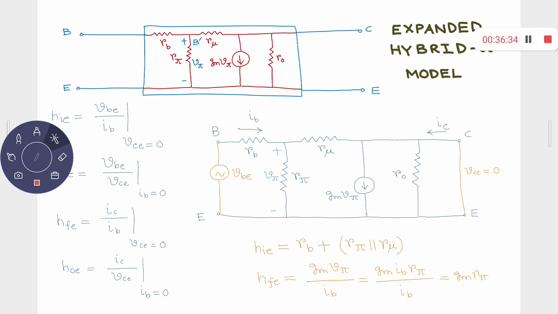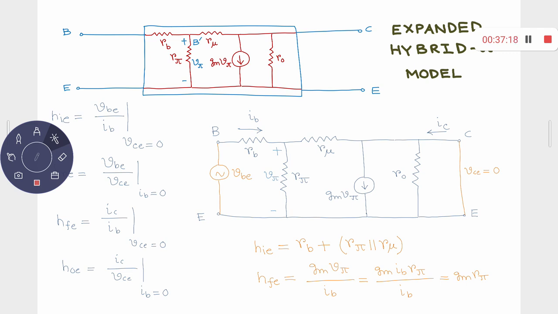Now see here, this is shorted. So whenever this IB reaches this particular point, there are two different paths: one through R pi, another through R mu. The effect of R naught will not be there because this is shorted. So one resistance is R pi, another resistance is R mu. These two are in parallel, and in series with R B. So what is the effective resistance? R B plus R pi parallel R mu.